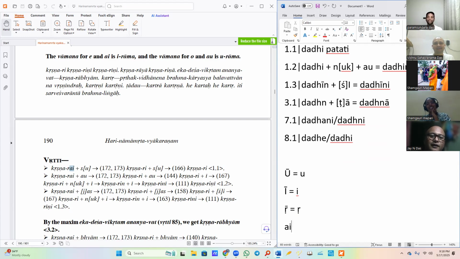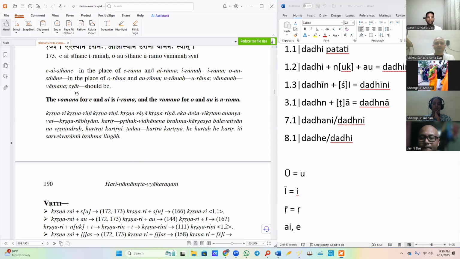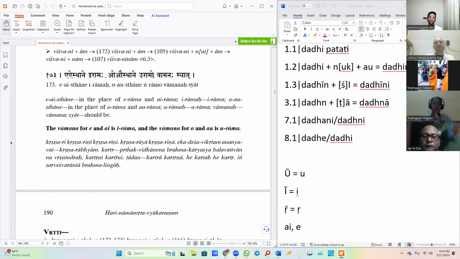No, A is also Trivikrama. I is Trivikrama, A is also Trivikrama. So how do we know what to do? Because we do not have any short companions for them. A, I, O, O, they are all Trivikramas. So the sutra says, A, I sthane, I Ramaha, O, O sthane, U Ramo, Vamana syat. The Vamana for A and I is Irama, and the Vamana for O and O is Urama.